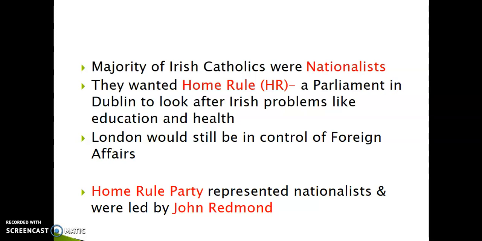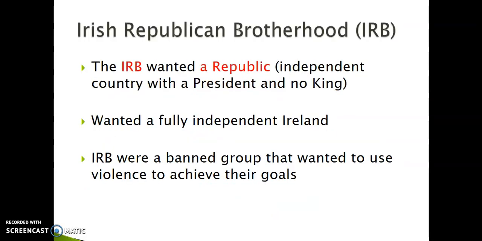The Home Rule Party represented the Nationalists. Their leader was John Redmond. They had about 80 MPs in Westminster, but the key thing is they wanted to maintain the link; they were okay with the link with Britain. Now, the IRB, on the other hand, wanted a republic.